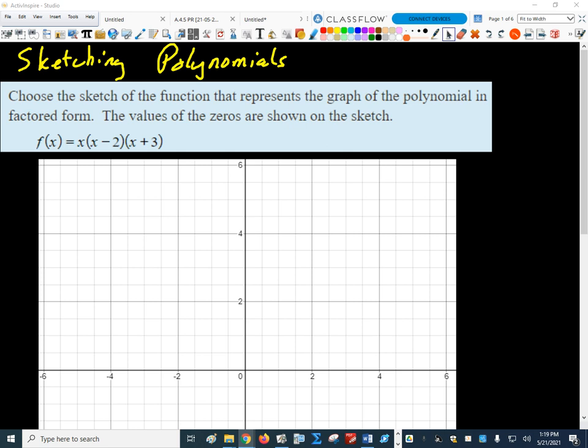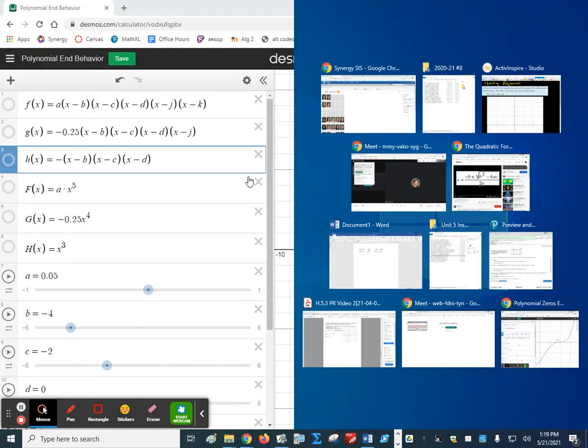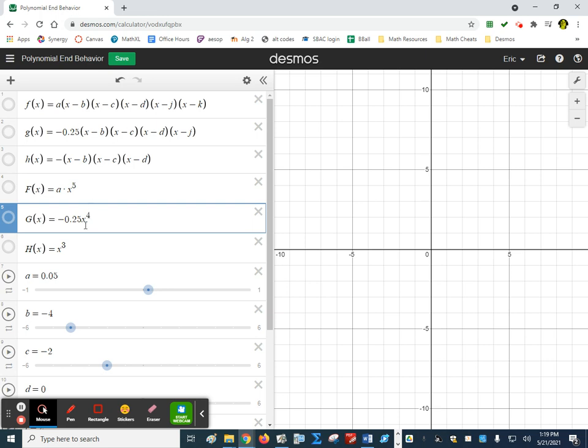Okay? All right, so let's start off by looking at a graph here, or a Desmos document. And I want you to explain some things to me on Desmos here. Okay, so what about this? If I let A equal 0.05, so A is a positive constant, right? I want to know, based on our discussions of polynomials earlier in the unit, what is the end behavior going to be of f of x?